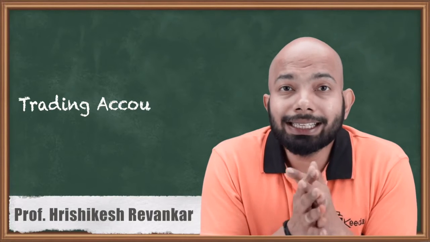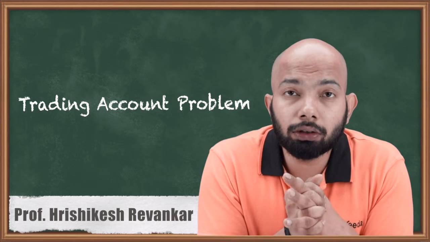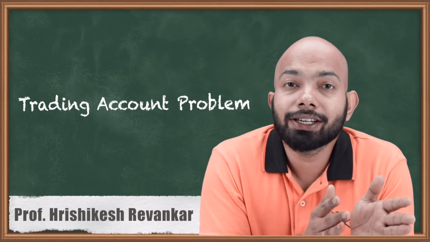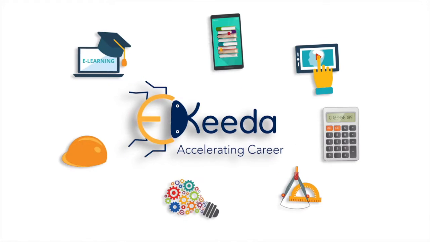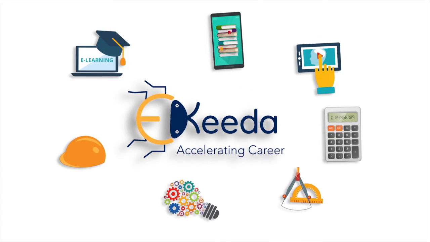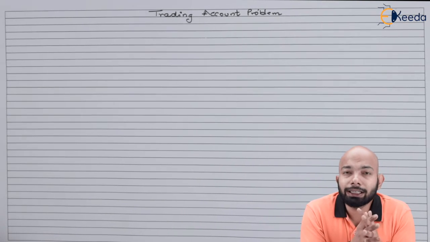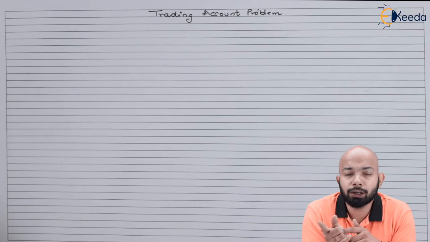Hello friends, we'll be discussing an illustration related to the trading account preparation of non-manufacturing entities. When we talk about non-manufacturing entities, we'll start off with the trading account problem first. Now, when we speak about entities, we have two kinds of entities. One is the manufacturing one, second is the non-manufacturing one, which we also call sole proprietor trading accounts.